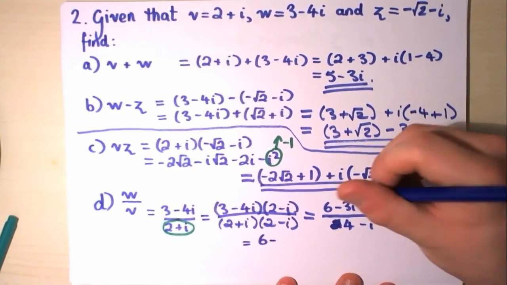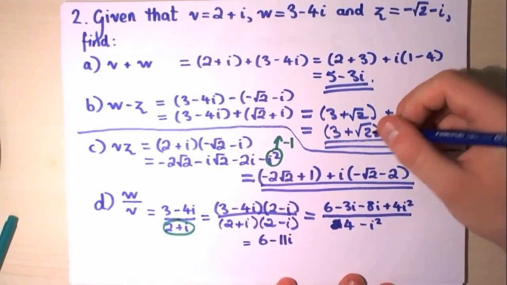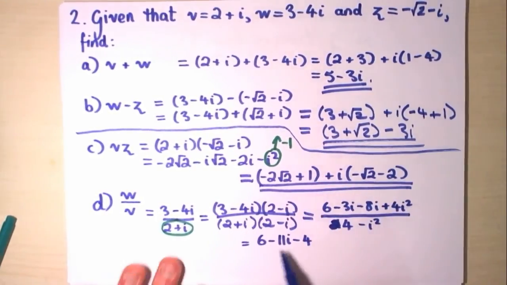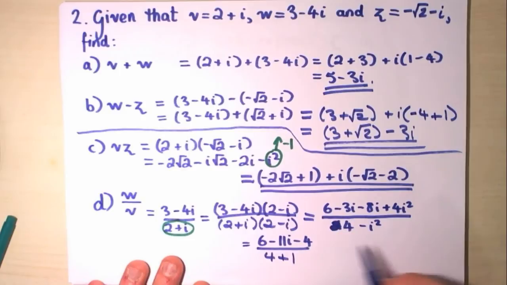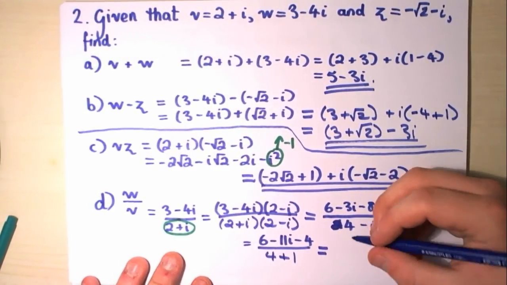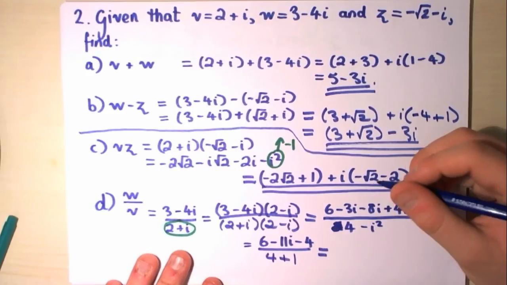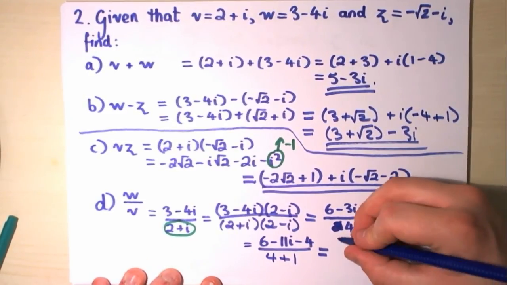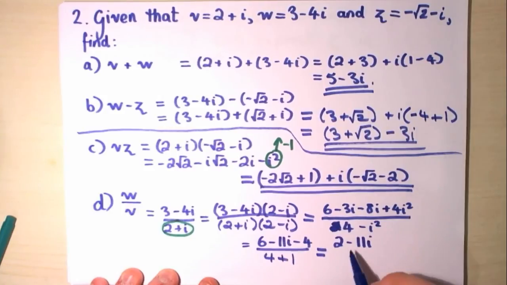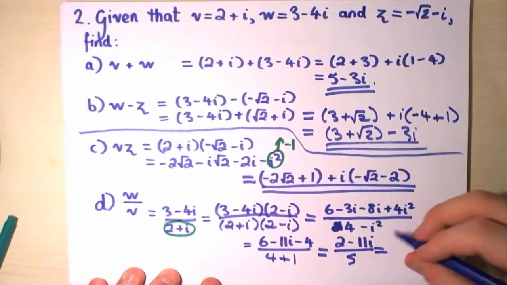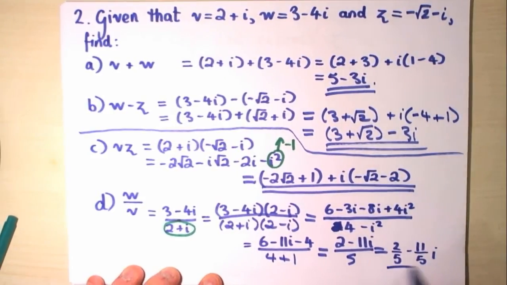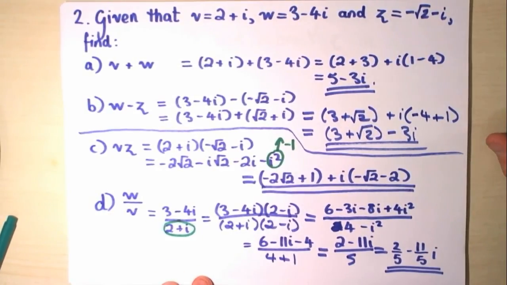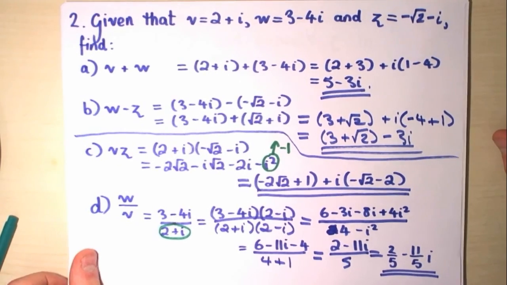So 6 minus 11i minus 4, all divided by 4 plus 1, and then we have something considerably nicer here. We have 2 minus 11i over 5, or alternately 2/5 minus 11/5 i, and that is the solution to that. All in all, that wasn't too bad either.